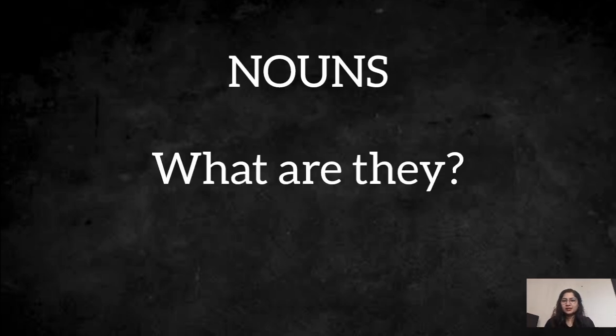So let's first start by quickly understanding what nouns are. So nouns are simply the words that you're using to name things that you see around you. It can be people, places, occupations, animals, objects, everything basically that you see around you. You use some name to call those things, right? Those names are called nouns.